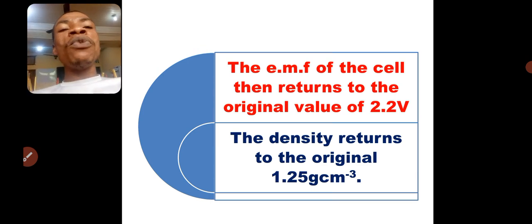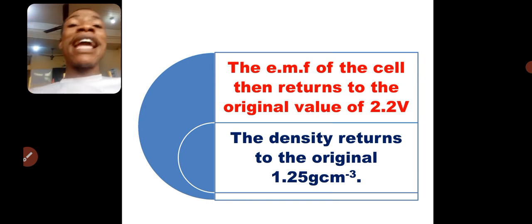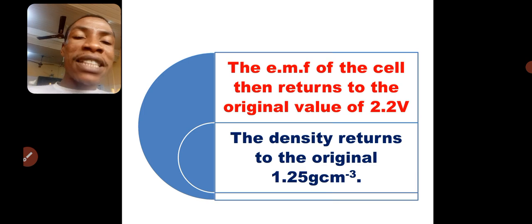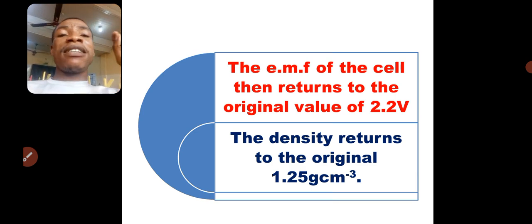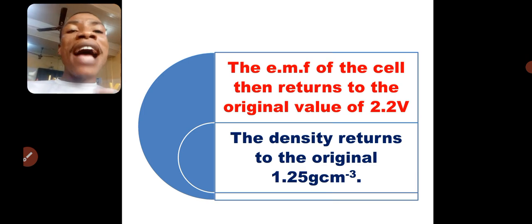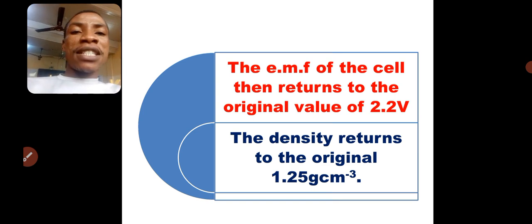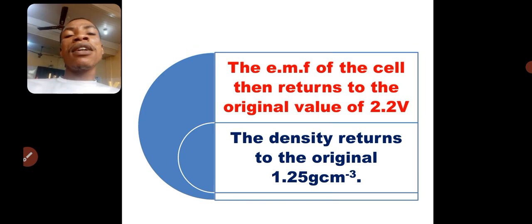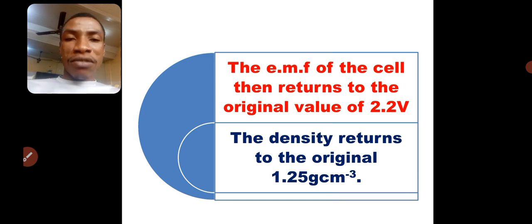So in my next video, which will be the final video on electrochemical cells, I'll be discussing the corrosion of metals, specifically the rusting of iron as an electrochemical process. Then I'll be discussing how you can prevent rusting of iron by a method called sacrificial cathodic protection.